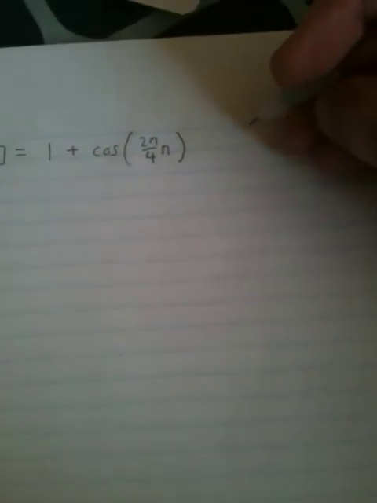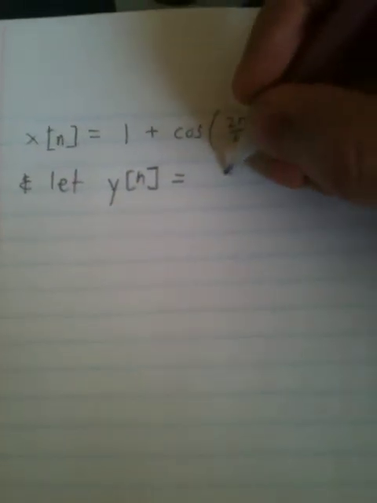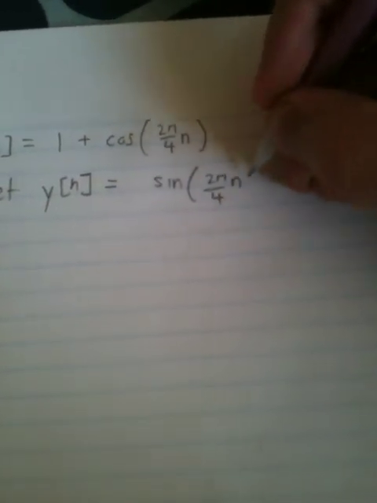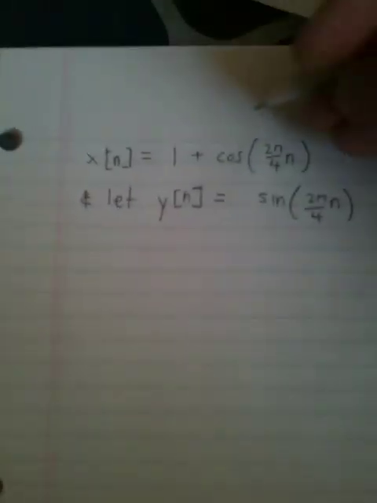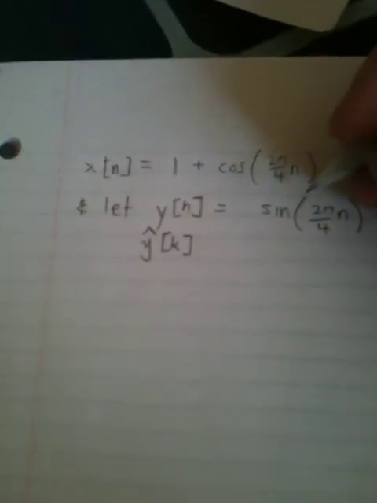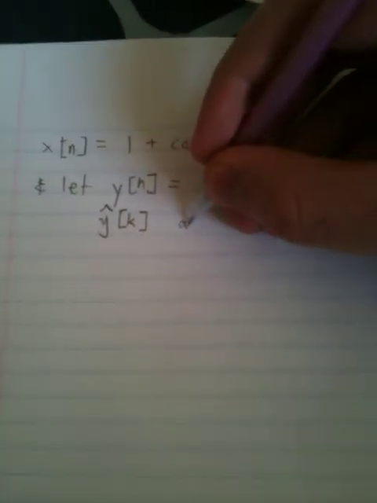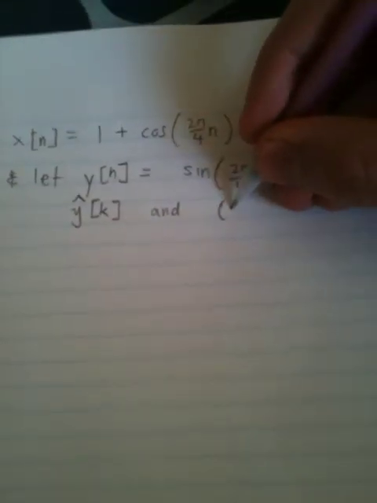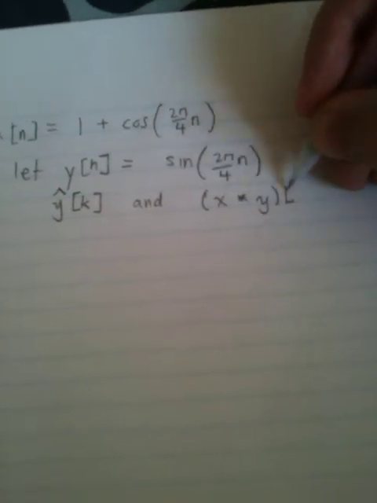Let x of n be equal to 1 plus cosine 2 pi over 4n, and let y of n be equal to sin 2 pi over 4n. In this problem we're asked to calculate y hat of k, which is the discrete time Fourier series coefficients, and with this to calculate the convolution x star y of n.